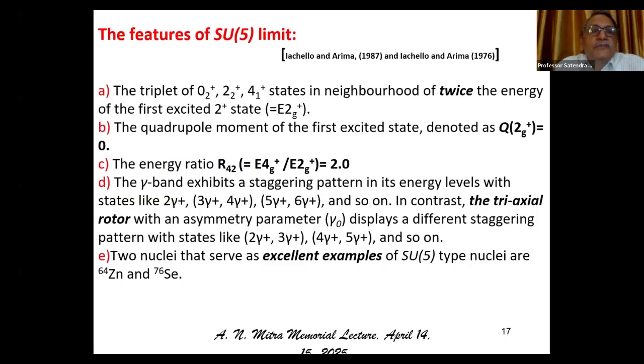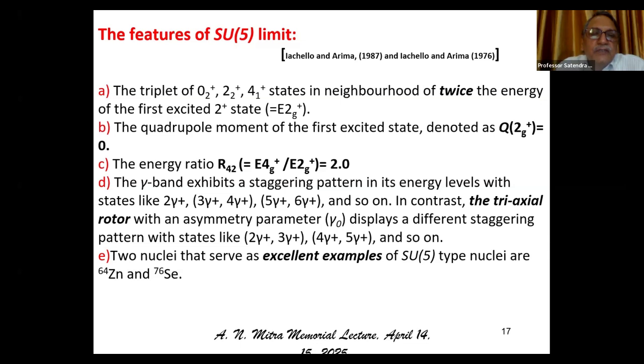These are the features of the SU5 limit. The triplet of 0, 2, 4 states is in the neighborhood of twice the energy of the first excited state. The quadrupole moment of the first excited state is 0, while the energy ratio R4/2, which is the energy of E4 ground to 2 ground, is 2.